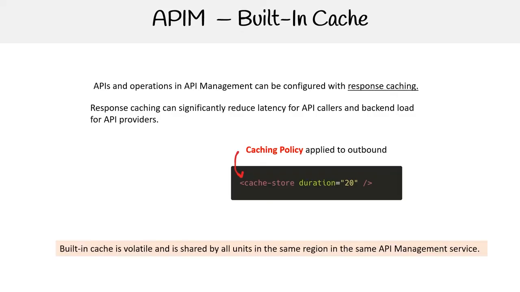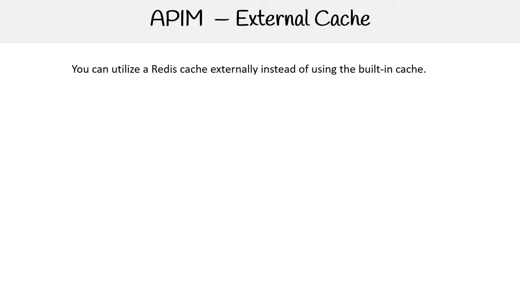Built-in cache is volatile and is shared by all units in the same region in the API management service. So for that reason, you have the ability to set an external cache via Redis. That would be using Azure's Redis cache service. Using external cache allows you to overcome the few limitations of built-in cache.